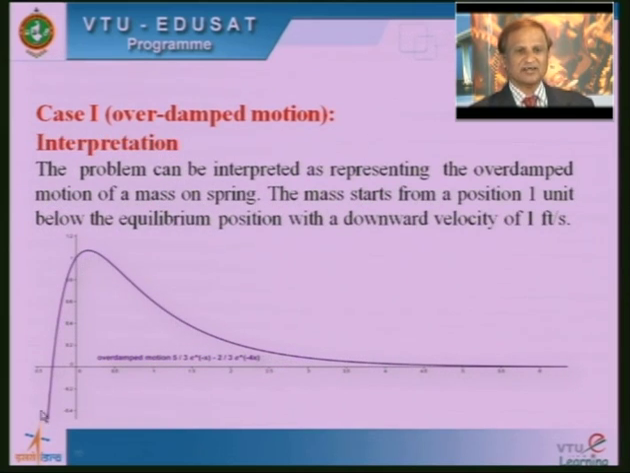When you draw the graph, I hope the graph will be in this form. What is the meaning of this graph? The problem can be interpreted as representing the overdamped motion of a mass on a spring. The mass starts from the position 1 unit below the equilibrium position with a downward velocity of 1 feet per second. That is the meaning of this graph.